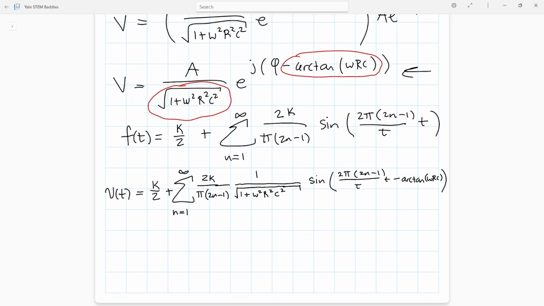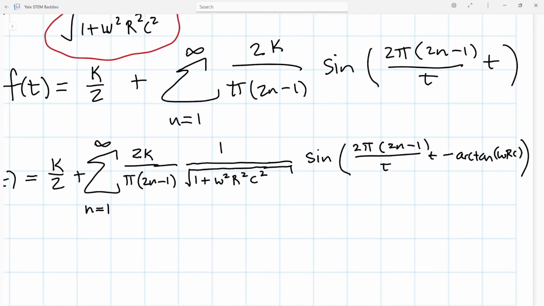Okay, so this is basically our final answer, but we haven't really answered what this omega is. The omega we're talking about is the omega of each individual harmonic. Each harmonic that we're using has its own multiple of the fundamental frequency. So it's literally 2n minus 1 times the fundamental frequency, and that is the frequency of that harmonic, this whole thing.